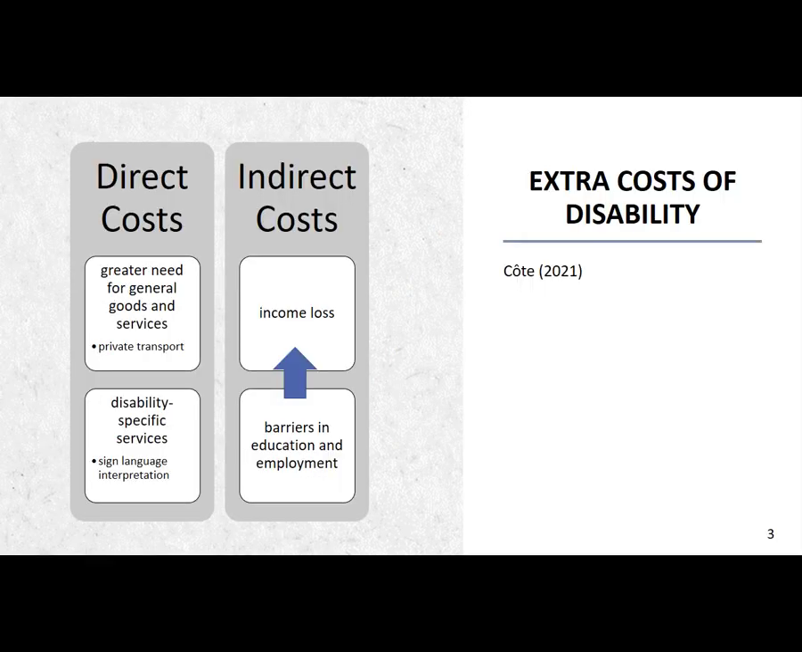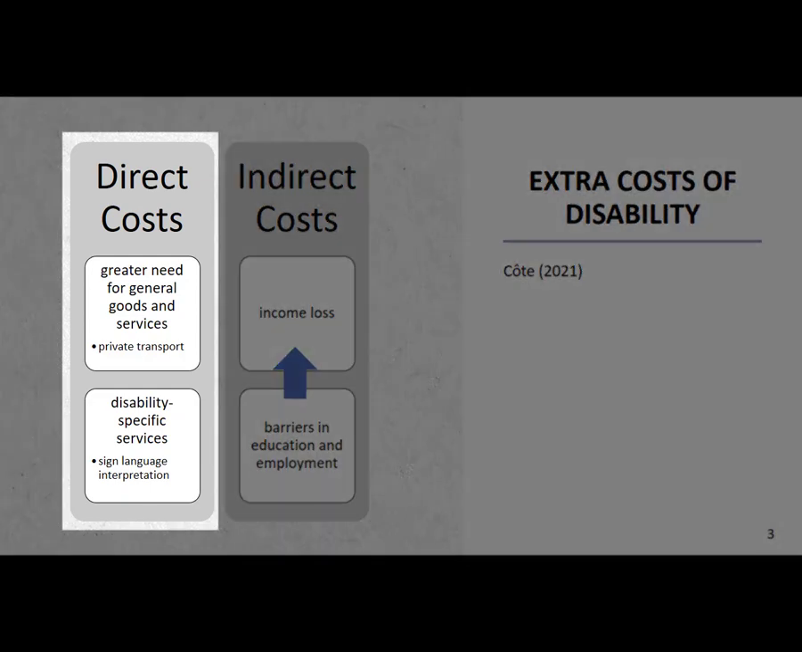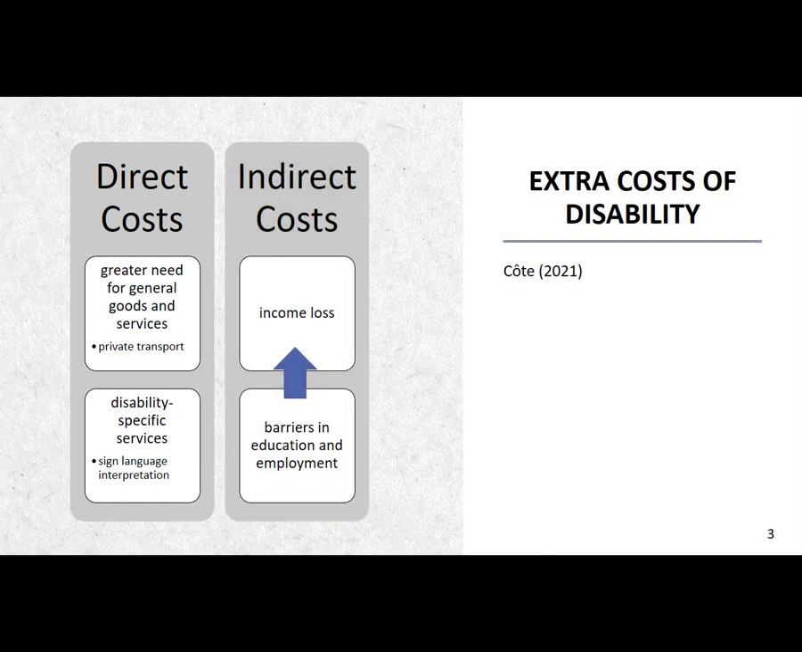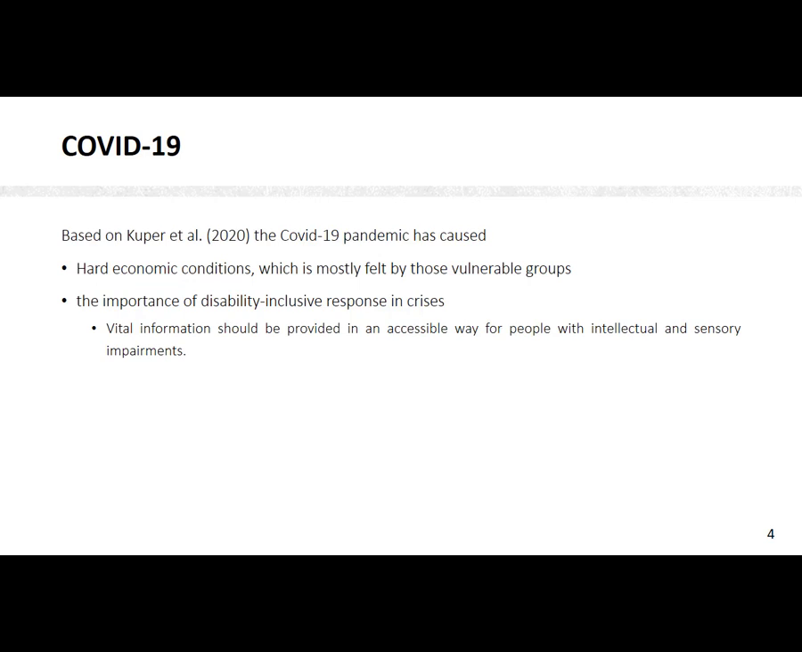Disability is associated with extra costs. Cost has classified the disability-related costs into indirect costs, which is income loss as a result of barriers in education and employment, and direct costs. It stems from greater need for general goods and services such as private transport and other disability-specific services such as sign language interpretation.